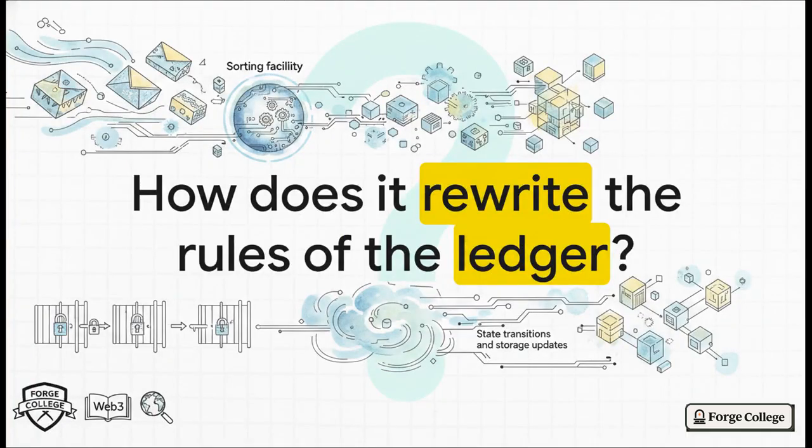And that leaves us with a really provocative question. Once the sorting facility finally opens your valid package, how exactly does it rewrite the rules of the ledger? Like, how does it actually change the state of the network? Well, that is exactly what we'll be uncovering in our next explainer on state transitions and storage updates.